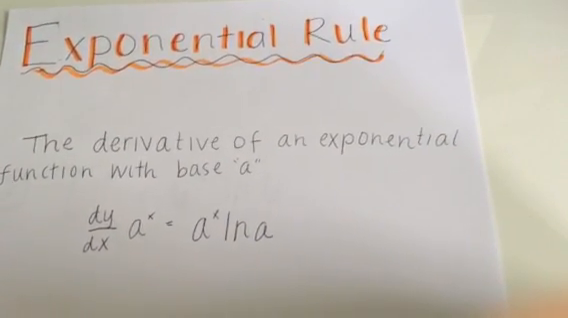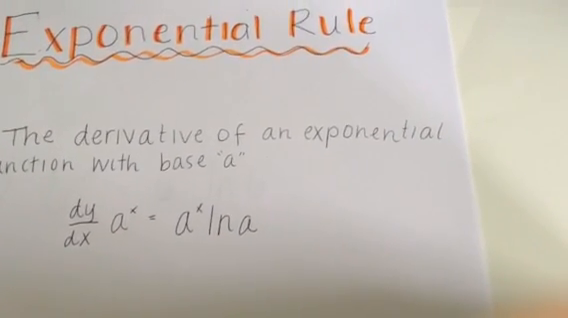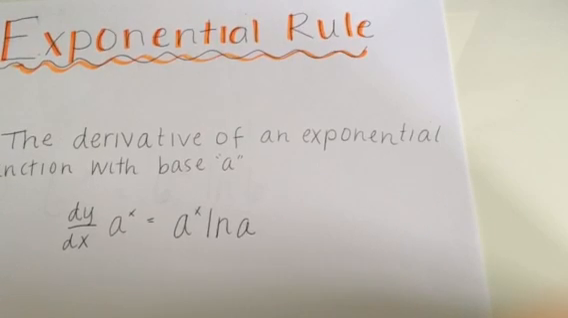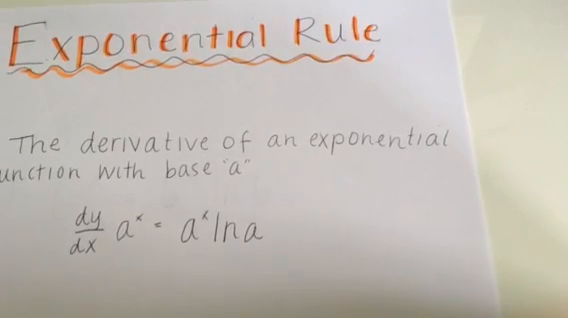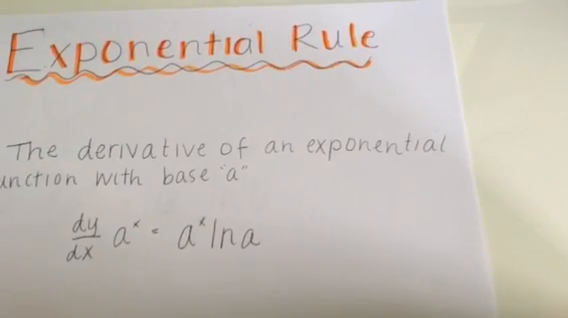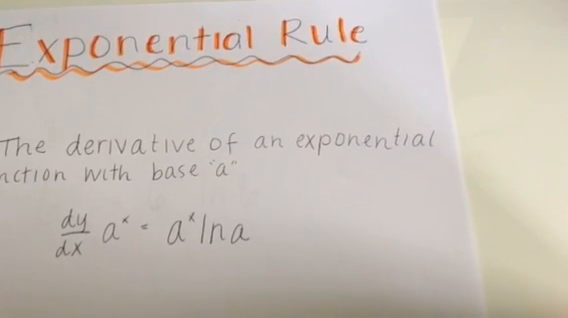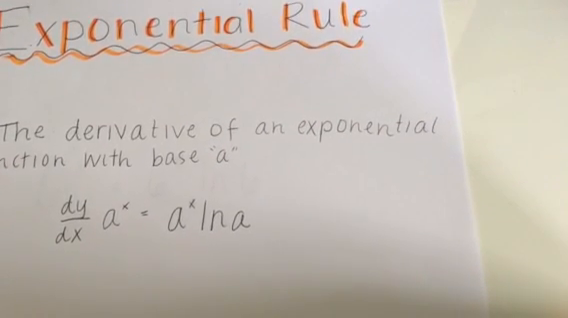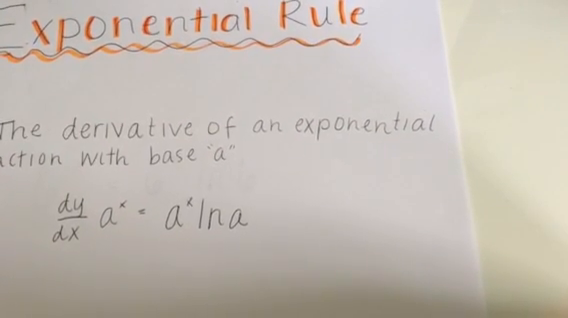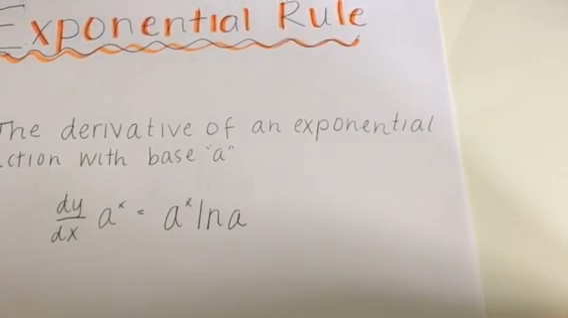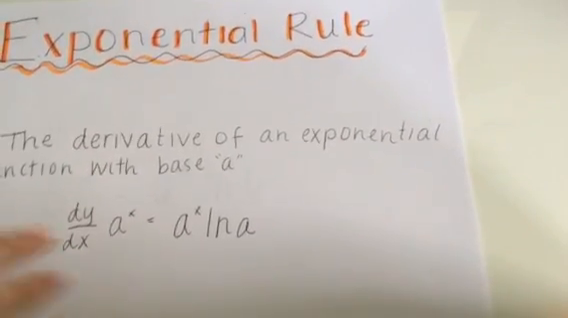The exponential rule states that the derivative of an exponential function with base a, or a to the x power, is equal to a to the x ln a. And yes, we can go through the whole limit process to see how they got this, but this is a much simpler version. So here are a few examples.